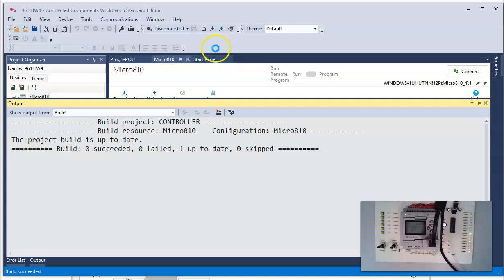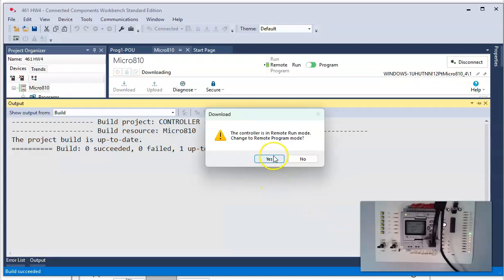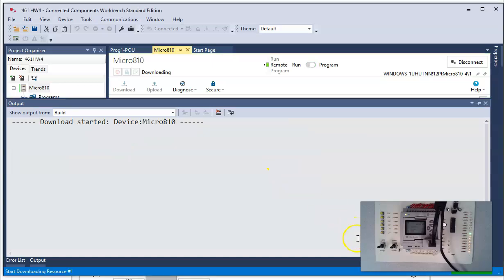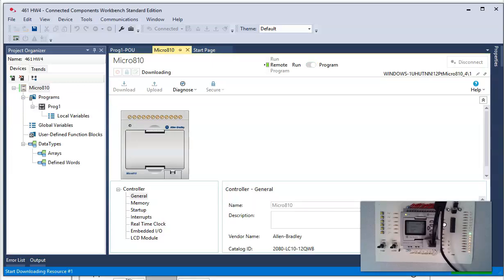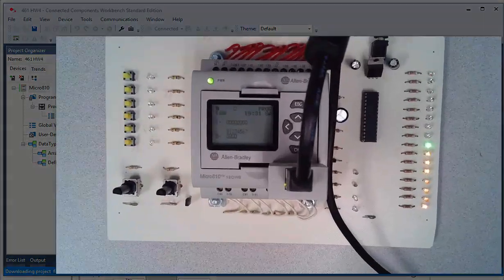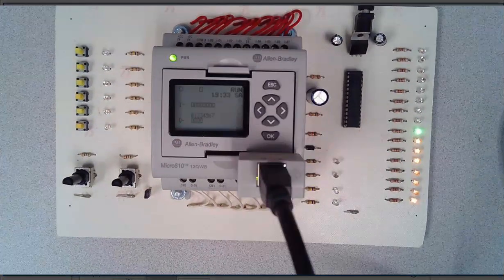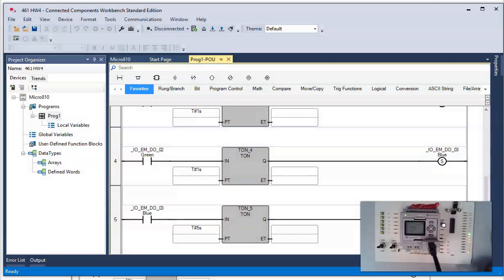So here I compiled it. I'm connecting to the PLC. A little bit later, it'll ask me if I want to turn it on. At this point, it should be running. So here's the program running. Now if I tap the button, nothing happens. Hold it down for 1 second, and it goes through the sequence: 1 second, 1 second, 1 second, 5 seconds, then off.